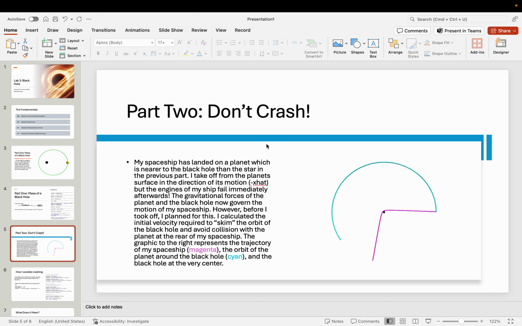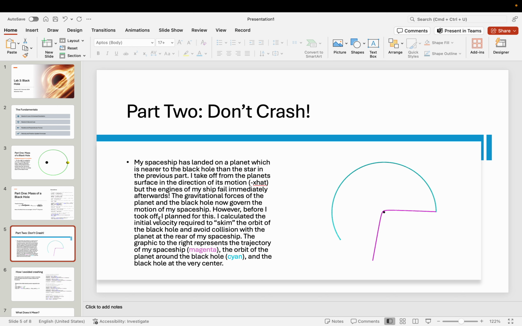So the second part of this is don't crash. The situation here is that my alleged spaceship has landed on a planet which is nearer to the black hole than the star in the previous part. I take off from that planet's surface in the direction of the motion, which is the negative x direction, but the engines of my ship fail immediately afterwards. The gravitational forces of the planet and the black hole now govern the motion of my spaceship.